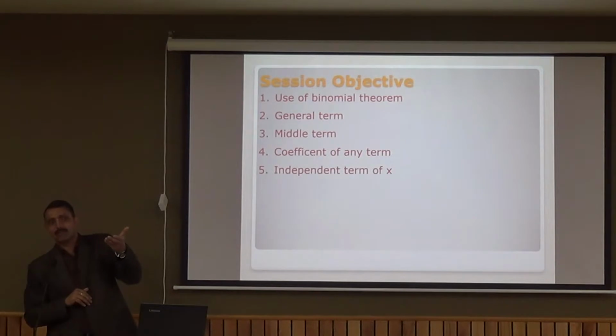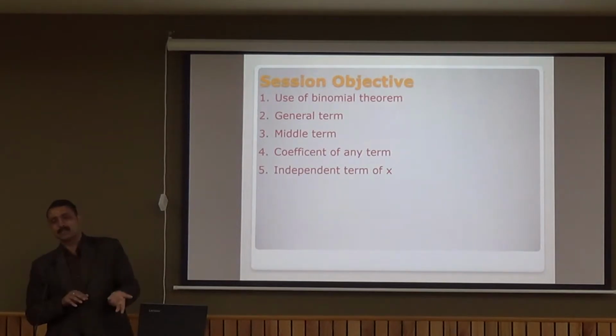After that, the power of a is decreasing and the power of b is increasing, but the sum of the powers of both variables a and b always remains 2. a² + 2ab, power of a is 1, power of b is 1, their sum is always 2, plus b². Now we come to (a+b) whole cube. What is (a+b) whole cube? You say a³ + 3a²b + 3ab² + b³.